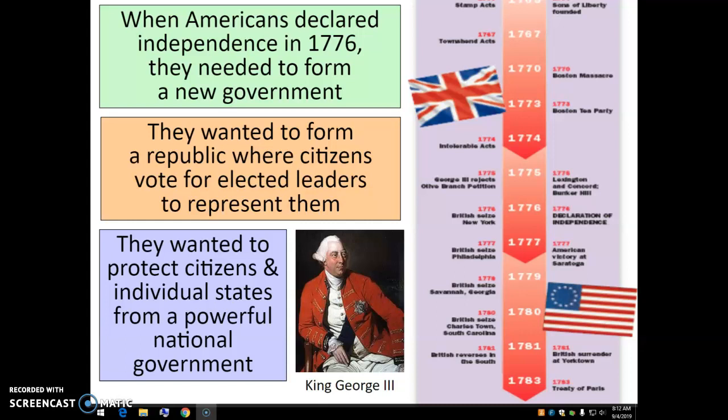Because remember, a lot of these states are not used to organizing together. They typically have their own governments within their states, whether they're state legislatures or city councils and so forth. So they're not used to having a national or a federal government.